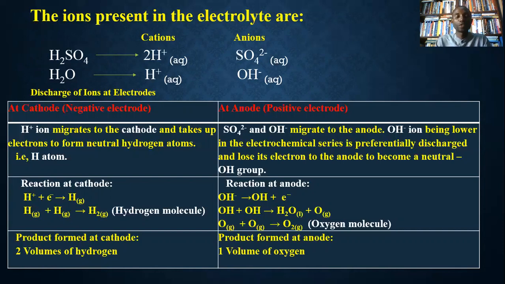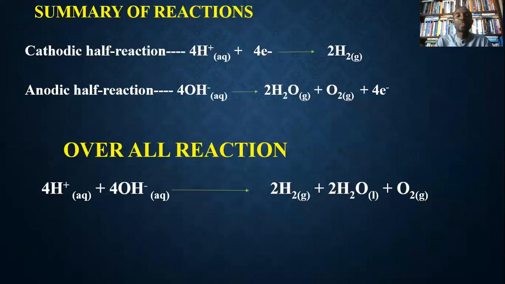In the product, the volume will be 2 volumes of hydrogen gas and 1 volume of oxygen gas. Now, let's take the summary of the reactions that took place at the cathode and the anode. The cathodic half reaction, that means the summary of the reaction that took place in the cathode, is that 4 hydrogen ions in aqueous solution will receive 4 electrons in order to form 2 volumes of hydrogen gas.